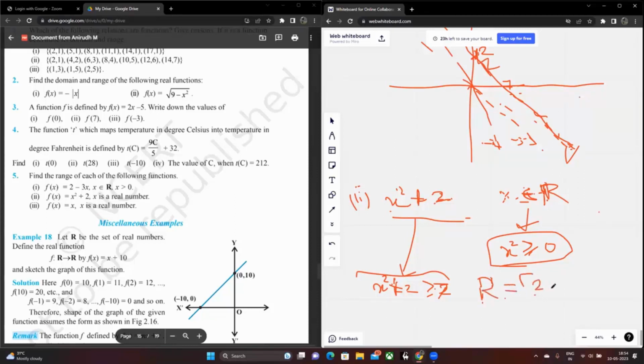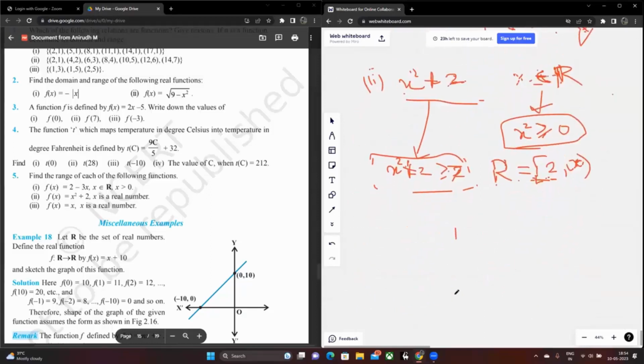2 to infinity, open, because nothing can be equal to infinity. Infinities are always open, right? So from the inequality that x squared plus 2 is greater than or equal to 2, you have the range as closed 2 to infinity.